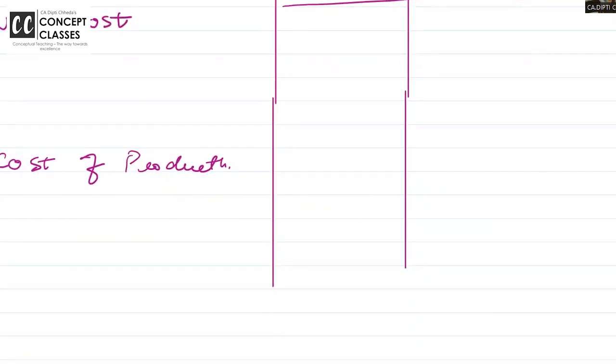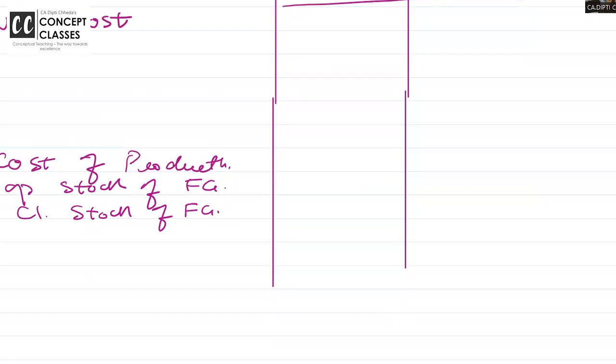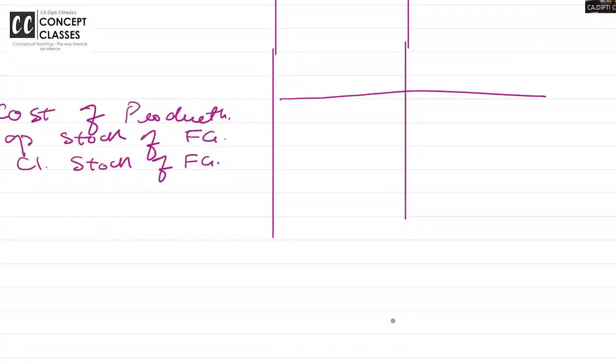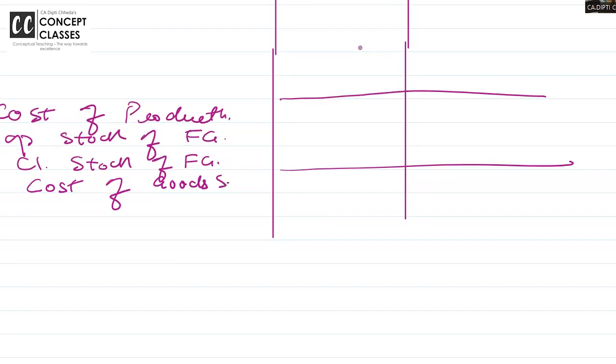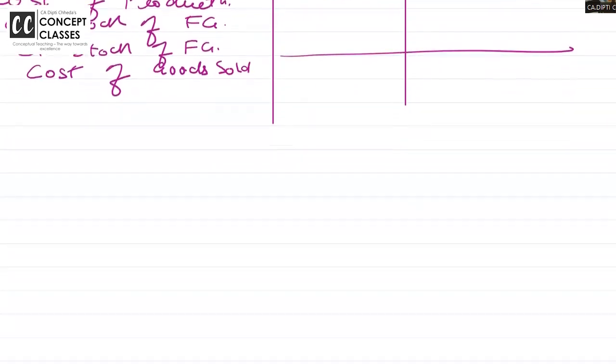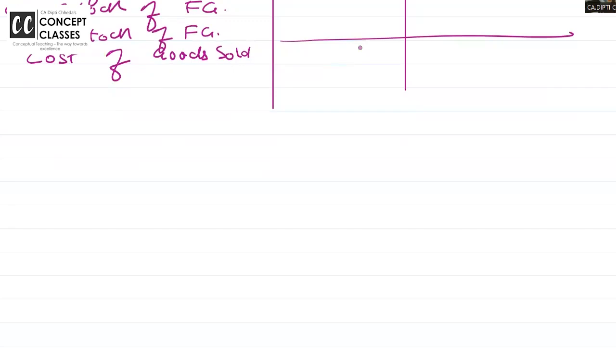Once you get cost of production, yes, definitely, we have this time opening stock of finished goods. We saw that while reading the problem. Minus the closing stock of the finished goods. Right. Now we have the cost of goods sold. In the cost of the goods sold, we will add whatever 2-3 types of selling expenses are there. Whatever 2-3 types of selling overhead there will be, we will take them.